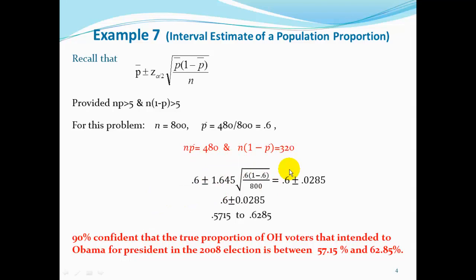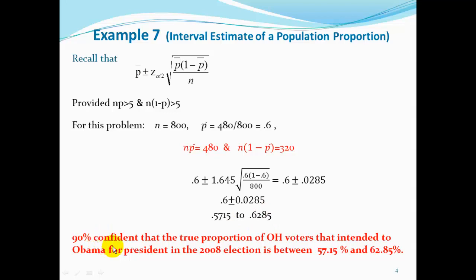If we compute the error section of this problem, we will obtain 0.0285. So our 90% confidence interval will be computed as 0.6 plus or minus 0.0285, or our confidence interval is between 57.15% and 62.85%.